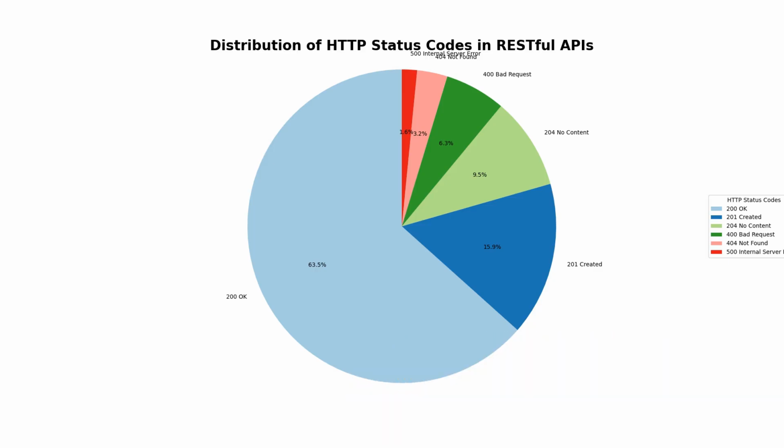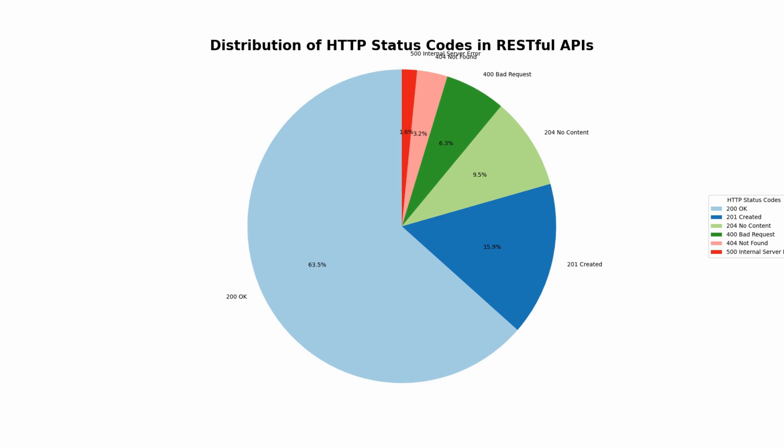Now, let's talk about the client errors, namely 400 and 404. These together make up another 9 to 10% of responses. This suggests that input validation and clear error messaging remain critical to minimize those failed client requests. Now, the 500 internal server error slice is the smallest, at about 1 to 2%, indicating that while server-side failures are comparatively rare, they still exist and should definitely be monitored and logged.